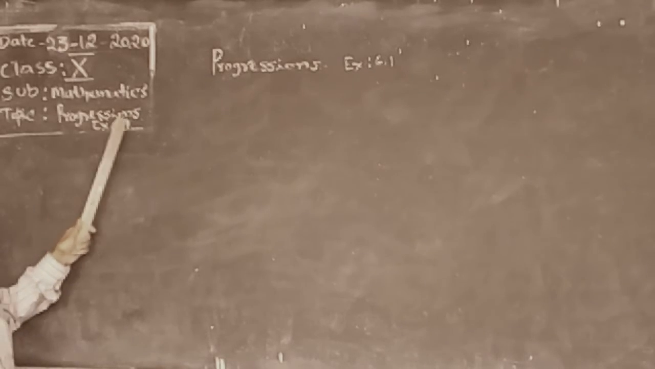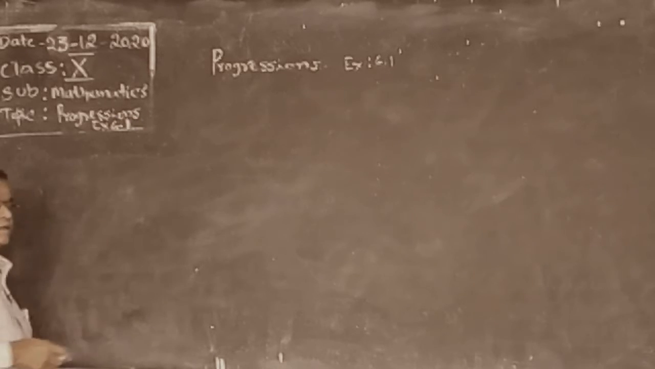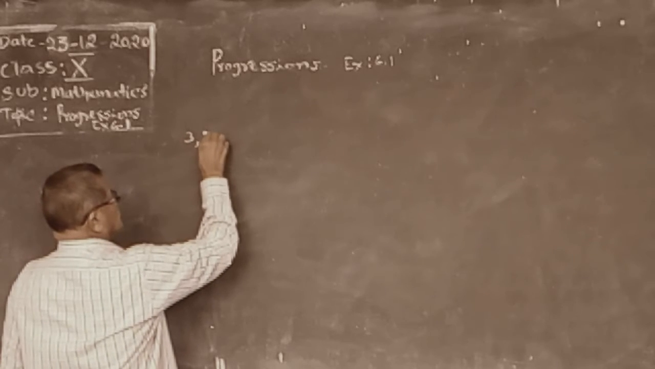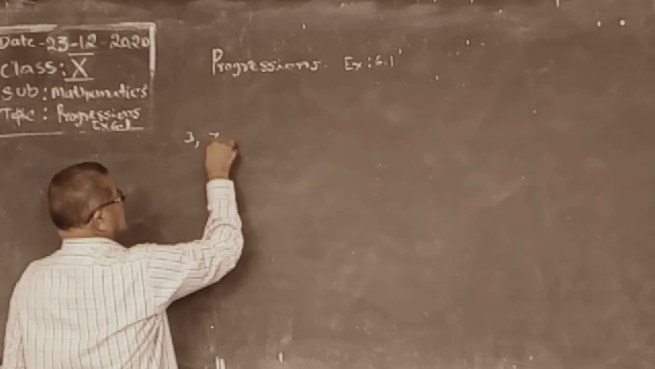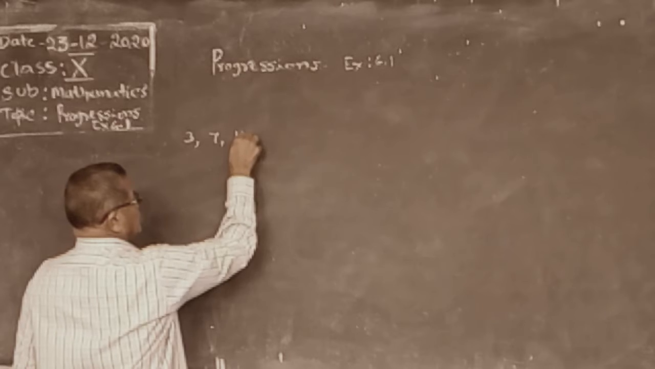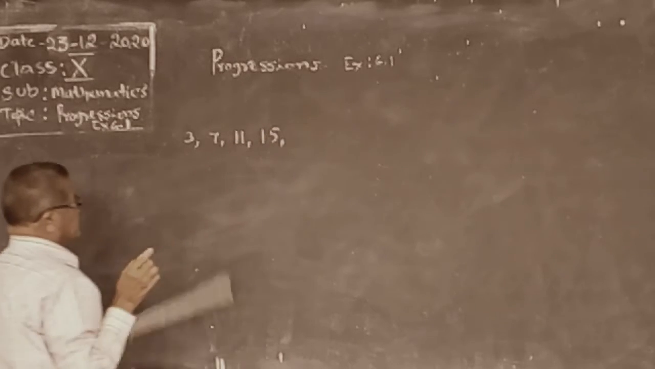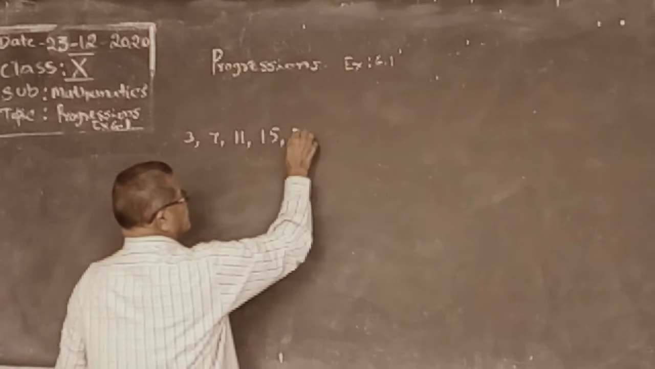We learn about progressions. What is a progression? Arithmetic progression, geometric progression, harmonic progression. The list of numbers which are formed by adding a constant number. Constant. 3 plus 4, 7, 7 plus 4, 11, 11 plus 4, 15, 15 plus 4, 19.